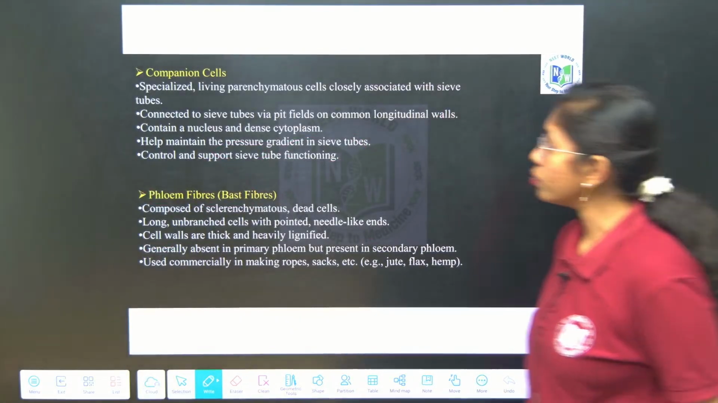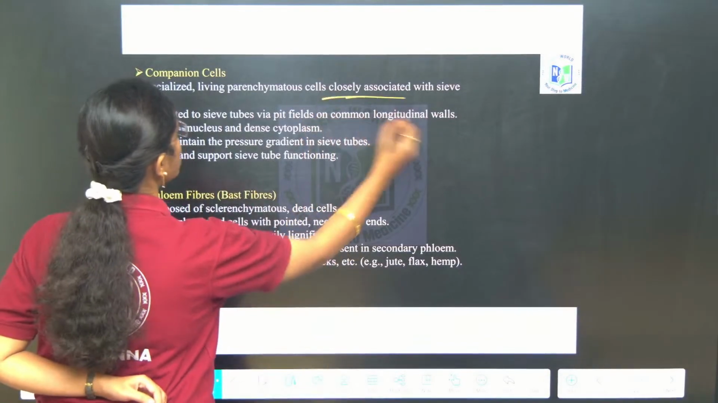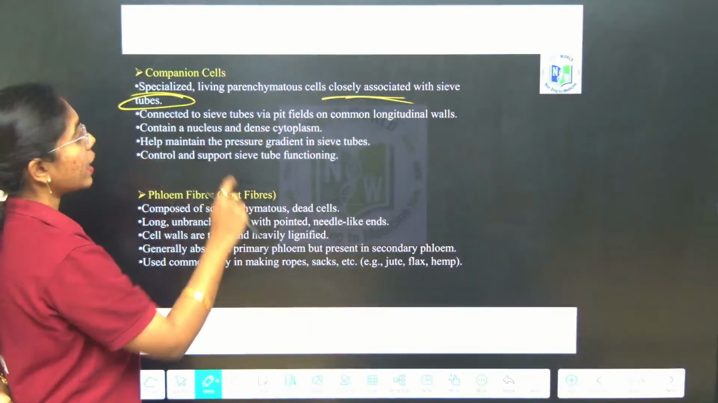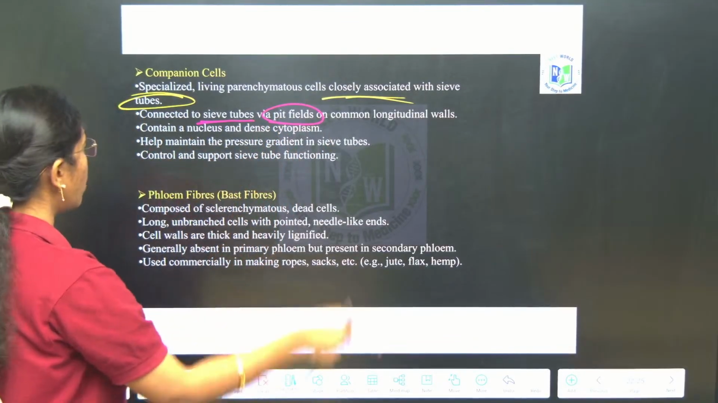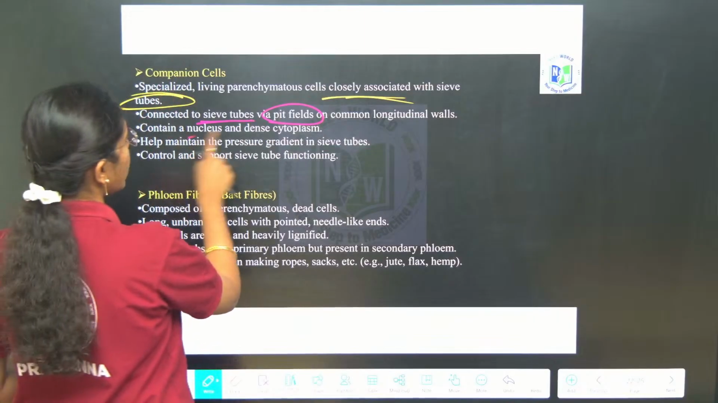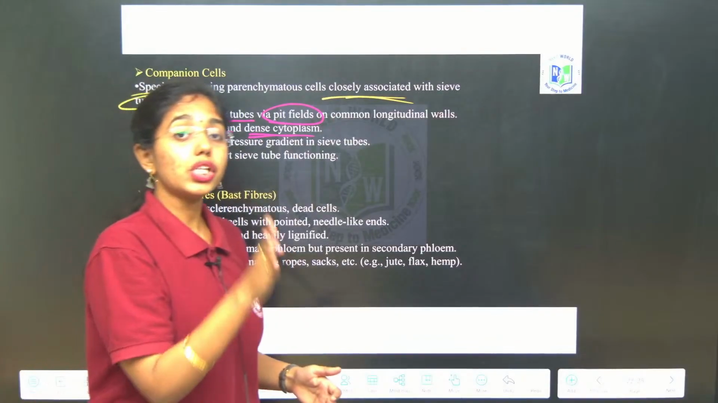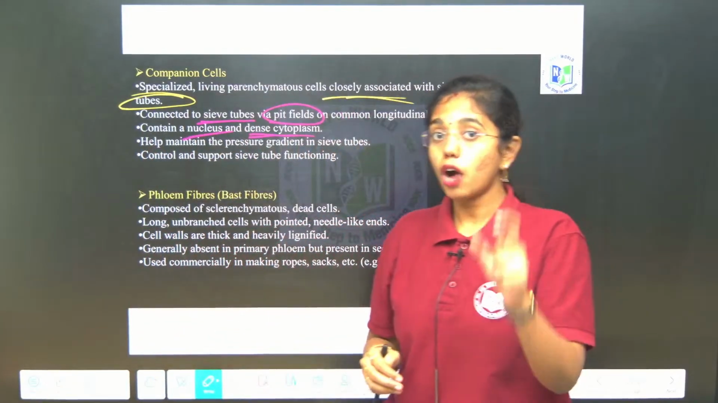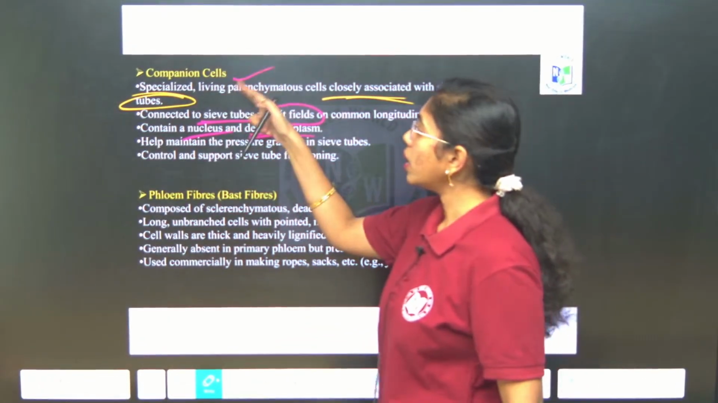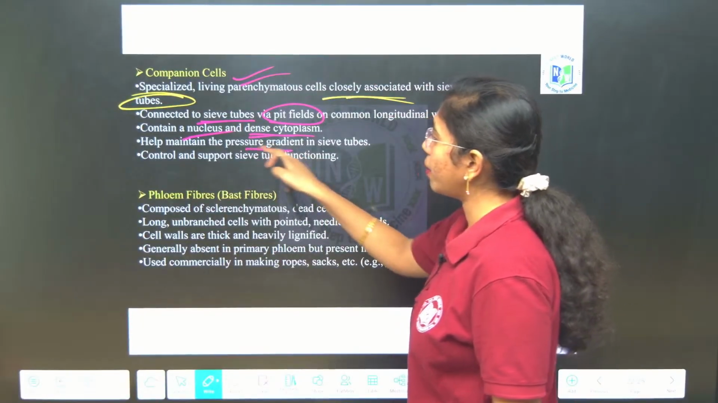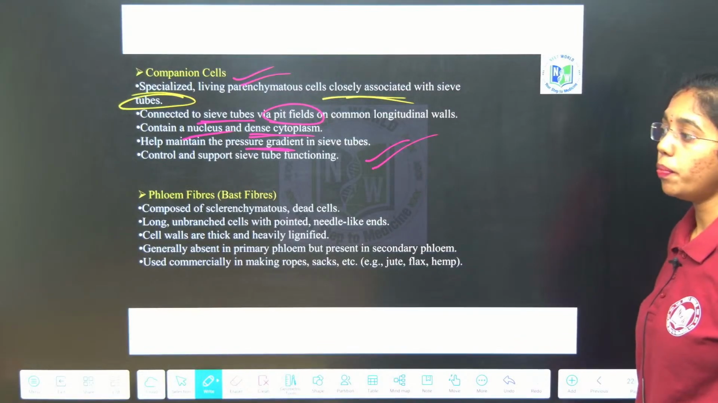Next, companion cells. These are specialized living parenchymatous cells, closely associated with sieve tubes. They are connected to sieve tubes by what? Pit fields. These are common in longitudinal walls. Companion cells contain nucleus and dense cytoplasm. They help in maintaining the pressure gradient of sieve tube elements, like how much food material it has to conduct. It will be regulated by what? Companion cells. So, this will maintain the pressure gradient. They control and support the sieve tube functioning.